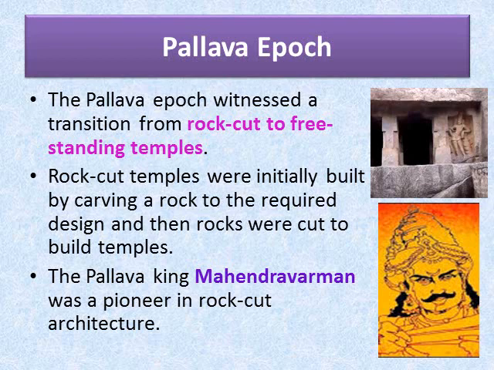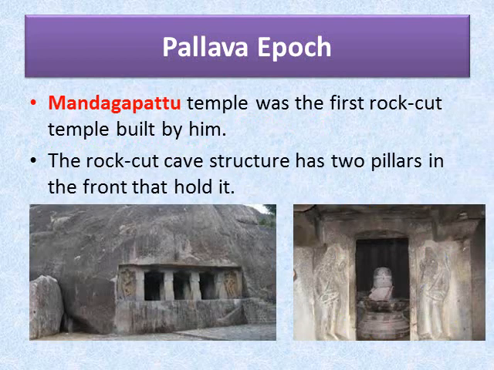In the construction of rock cut temples, the Pallava king Mahendravarman was a pioneer. And the Mandagapattu temple was the first rock cut temple built by Mahendravarman. Mandagapattu temple was the first rock cut temple which was built by the king Mahendravarman.